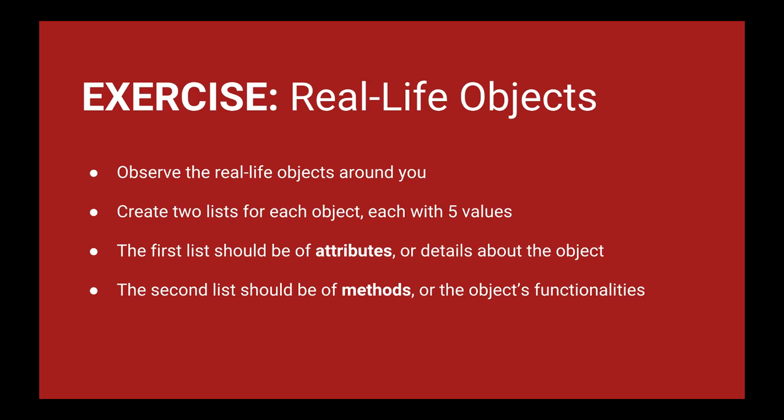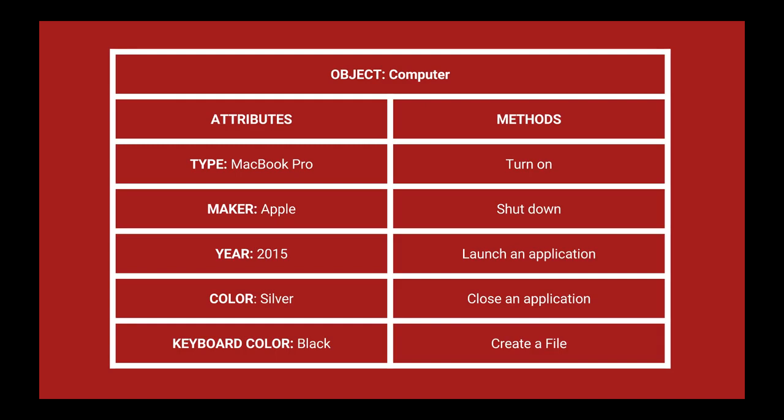So let's take a look at one full example. I've done this for my computer that I'm recording these lessons on. You can see my 2 lists, one on the left, one on the right. On the left here, I have attributes, and you can see 5 of them, and the actual characteristic here is in bold, and then the value for that characteristic is written to the right of the colon. So for my computer, I have a type. It's a MacBook Pro. My computer has a maker. That maker is Apple. My computer has a year of production, and that's 2015. My computer has a color, and the value for that attribute is silver. And my computer also has a keyboard color, and that is black.